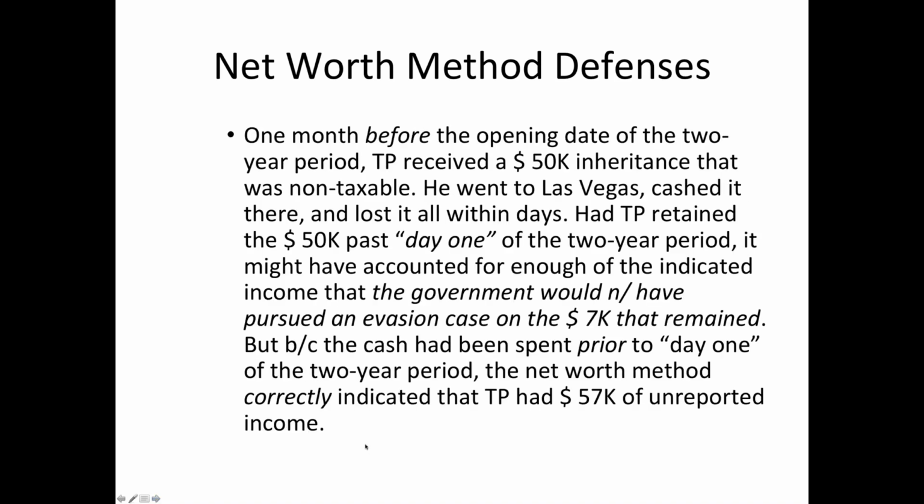To flesh this out, 1 month before the opening date of the 2-year period, the taxpayer claims that he received a $50,000 inheritance that was non-taxable. He went to Las Vegas, cashed it there, lost it all within the matter of a few days. Had the taxpayer retained the 50 grand past day 1 of the 2-year period, it might have accounted for enough of the indicated income that the government would not have pursued an evasion case on the $7,000 that remained. But because the cash had been spent prior to day 1 of the 2-year period, the net worth method correctly indicated that the taxpayer had 57 grand of unreported income.